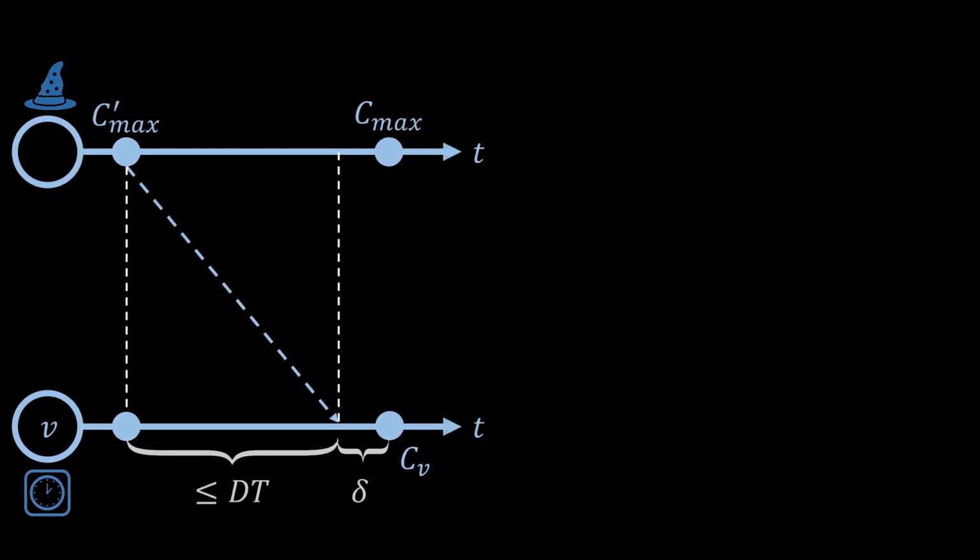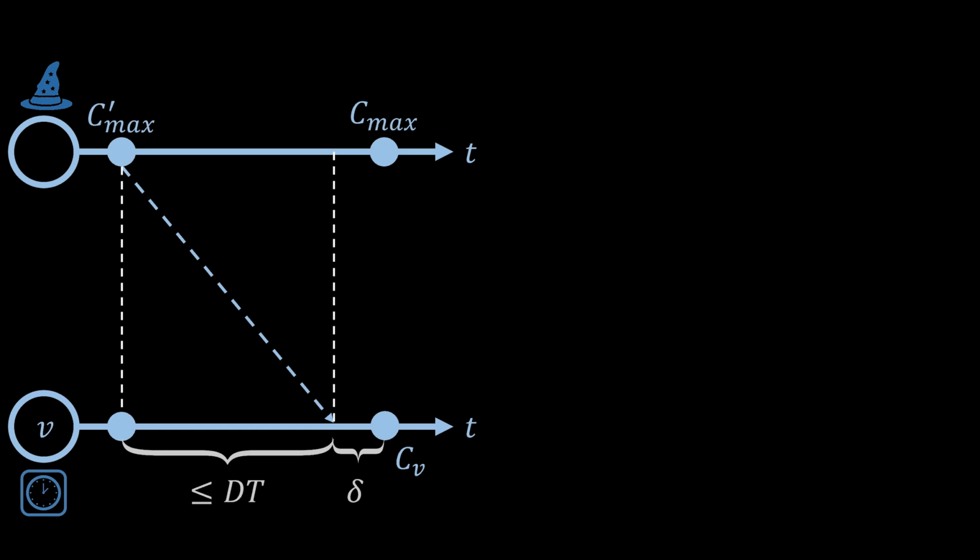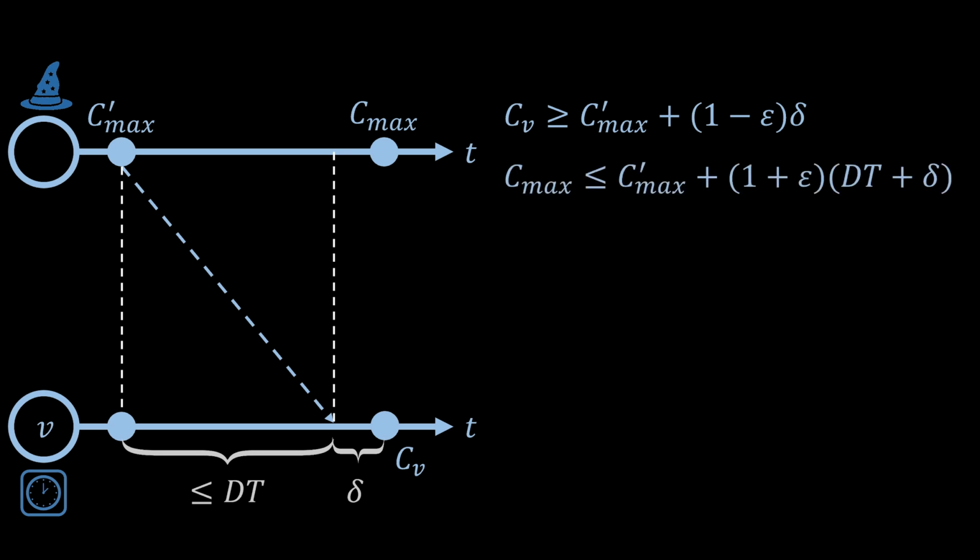Let's now reason about the relation between these clock values. Since nodes always set their clocks to received values when they're larger, it follows that Cv is at least Cmax prime plus 1 minus epsilon times delta, which is the minimum increase during delta time. On the other hand, Cmax is at most Cmax prime plus the maximum clock rate multiplied by the time that passes between Cmax prime and Cmax. Note that the node with the largest clock value never receives a larger clock value from a neighbor, so it can only increase its clock value at the rate of 1 plus epsilon.